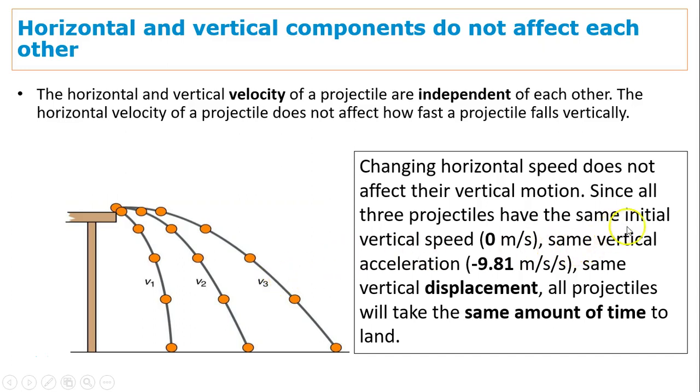Since all 3 projectiles have the same initial vertical velocity, which is 0 because you launch it horizontally, they all have the same vertical acceleration, negative 9.81 meters per second squared. They also all have the same vertical displacement because the table has the same height for all 3 projectiles. So all 3 projectiles will have the same amount of falling. All 3 projectiles will fall in the same time.